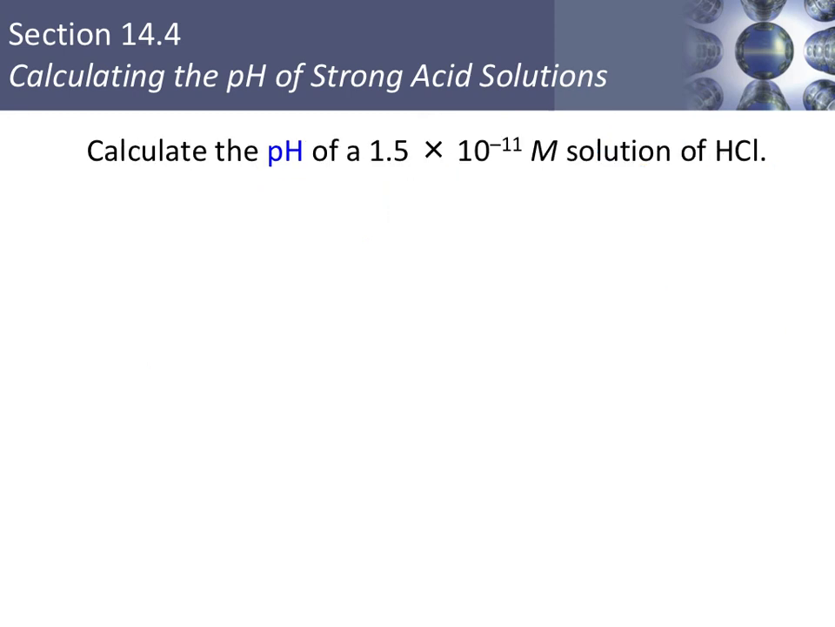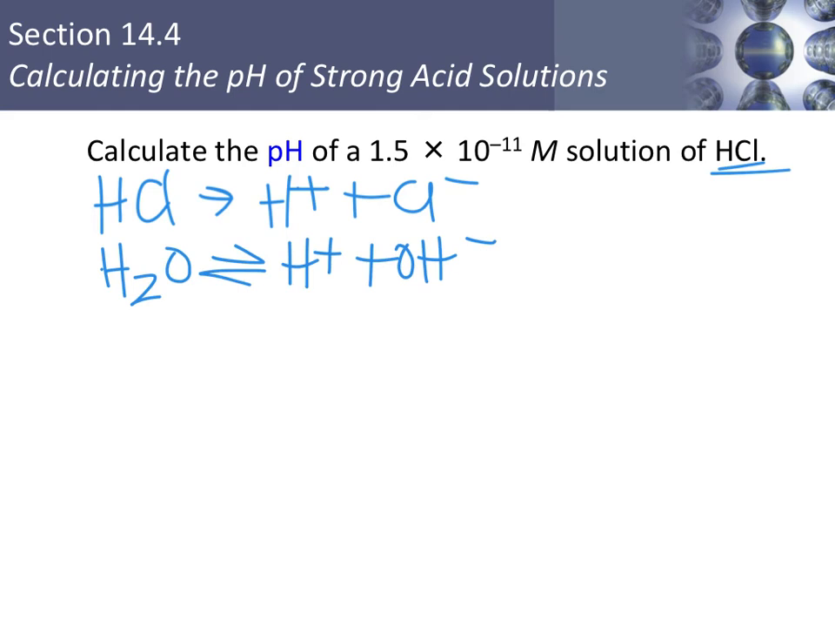Now we want to find the pH of a strong acid solution, HCl. 1.5 times 10 to the negative 11th molar is the concentration of the solution. So again, hydrochloric acid completely dissociates into hydrogen ions and chloride ions. However, water also autoionizes and makes some hydrogen ion at 1 times 10 to the negative 7th molar. This is a higher concentration than what we have here for the hydrochloric acid solution.